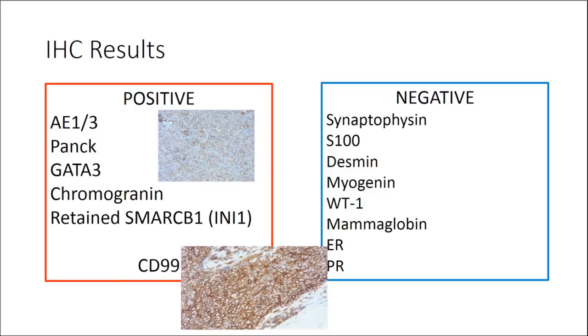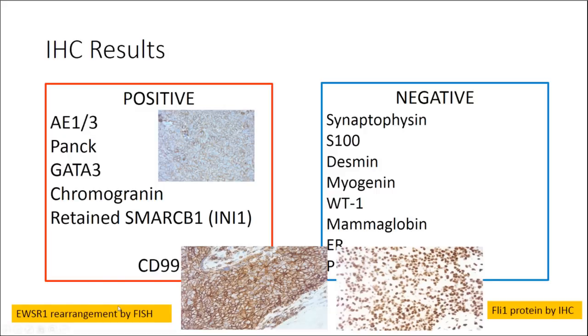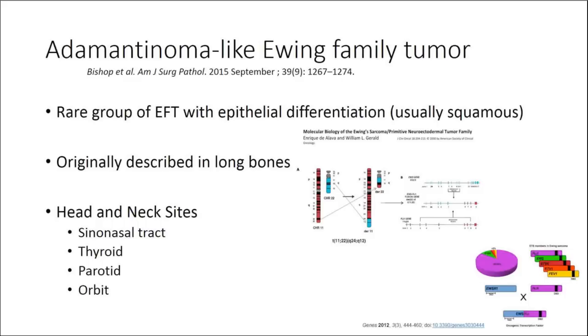You see this nice membrane staining in about 100% of the cells. It had an EWSR1 rearrangement by FISH, and then we added on the FLI1 immunohistochemistry to show the FLI1 protein in this. So this is an example of an adenocarcinoma-like Ewing family tumor. These have been known for a long time, but Dr. Bishop put them together in a series in 2015, which described that these can actually occur in head and neck sites, and so we need to consider them.